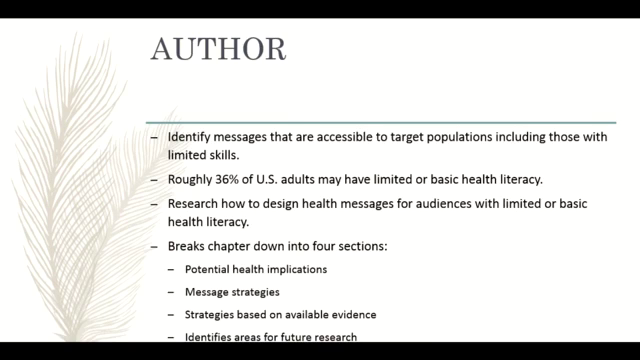The main subject of this chapter is identifying messages that are accessible to target populations, including those with limited skills. Roughly 36% of U.S. adults may have limited or basic health literacy. Research how to design health messages for audiences with limited or basic health literacy. It also breaks down the chapter into 4 different sections: potential health implications, message strategies, strategies based on available evidence, and it also identifies areas for future research.